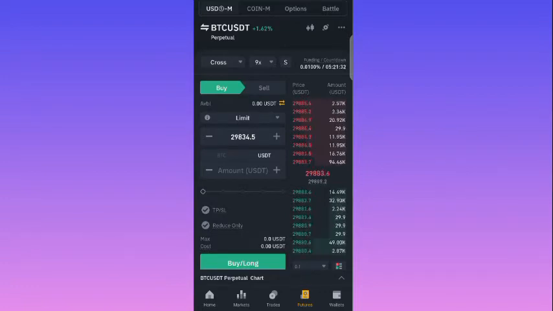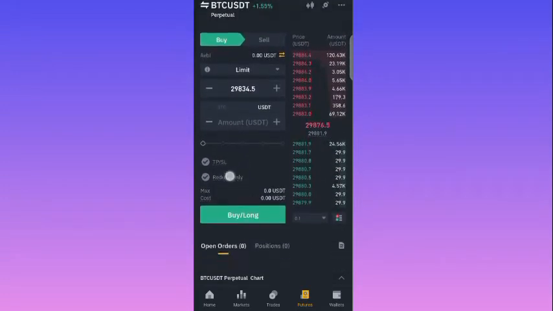Now here we are on the futures platform. Before you can perform any task here, the first thing I need you to do is deposit USDT. You need to have some USDT in your futures account. So let me do the depositing before I explain some terms and things you need to know on this platform that you can see here.